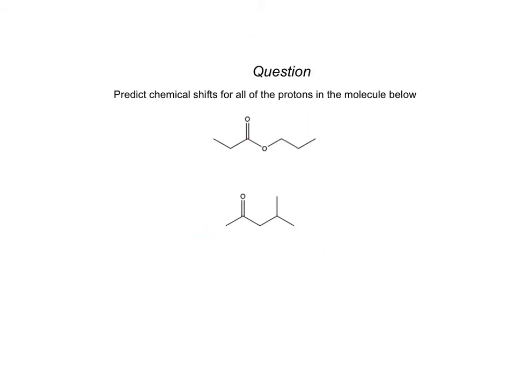Okay, so go ahead and try this one on your own. There's 2 of them. Again, we're trying to, number 1, determine how many different protons we have or how many different signals we would expect in the NMR spectrum. And then we're also trying to predict where we would expect to find them in terms of chemical shift in the spectrum. So go ahead and try this one and come back for the answer.